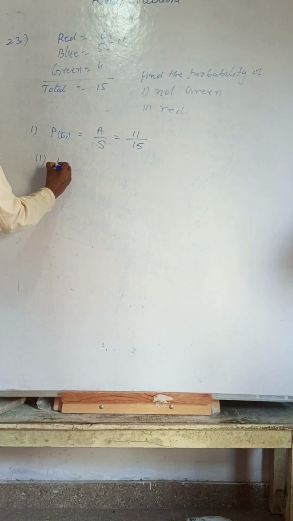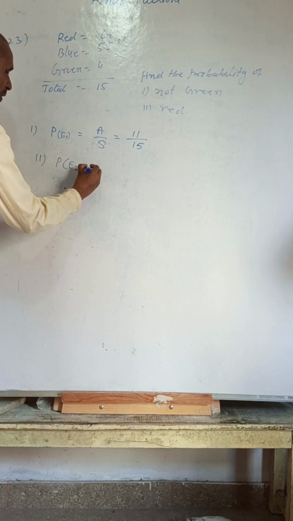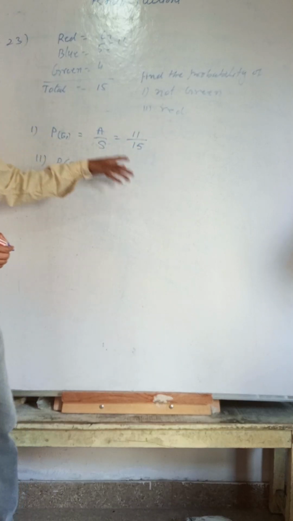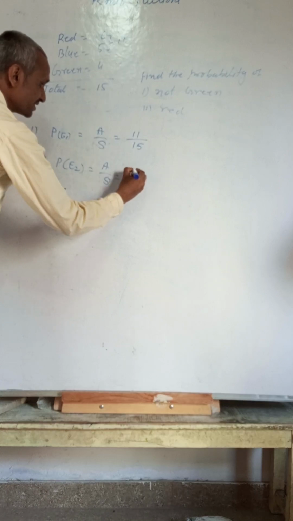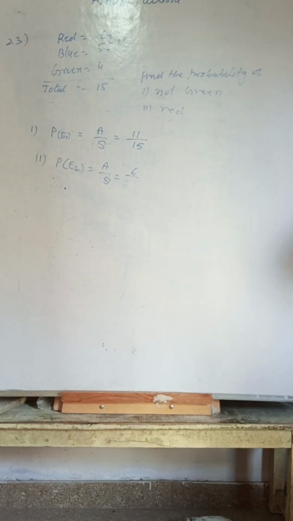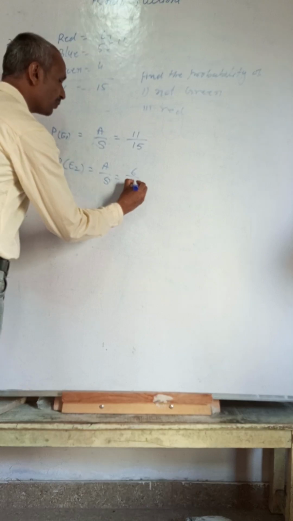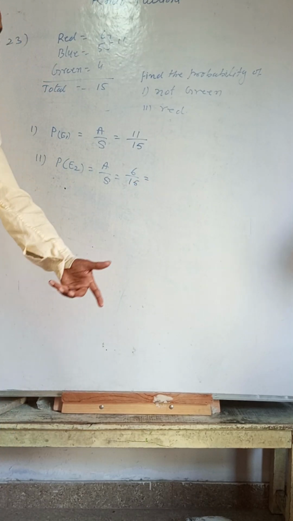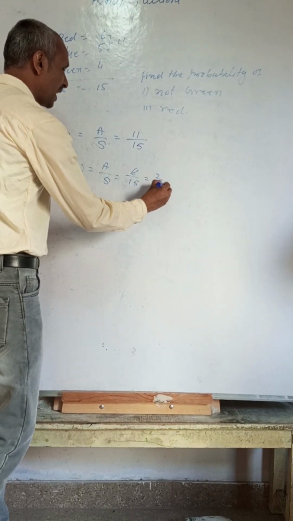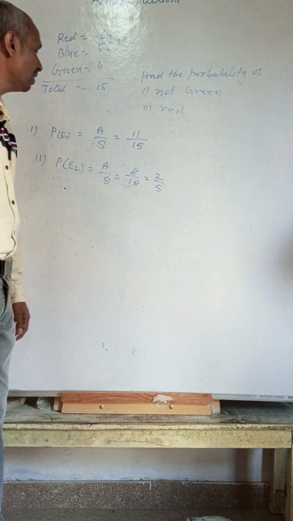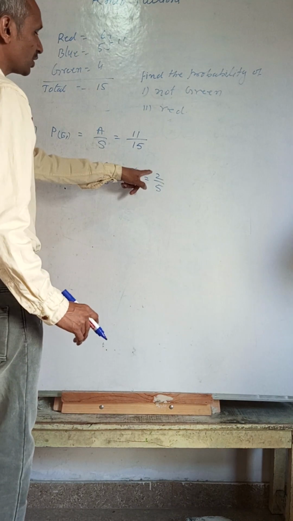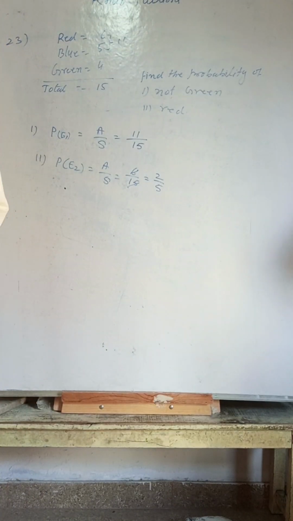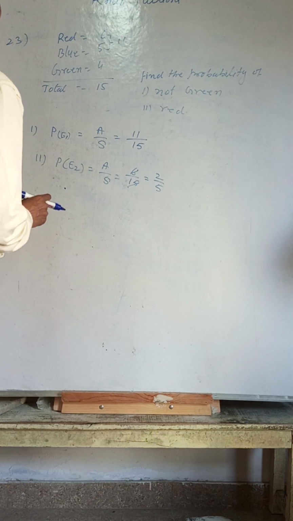The second one asks the probability of event 2, which is red. How many red are there? 6 is the A by S. The total balls are 15. We can cancel it: 3 2s are 6 and 3 5s are 15. So what is the probability of finding the red ball? That is 2 by 5. Okay, next we are going to the next question.